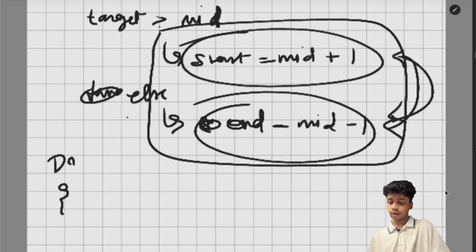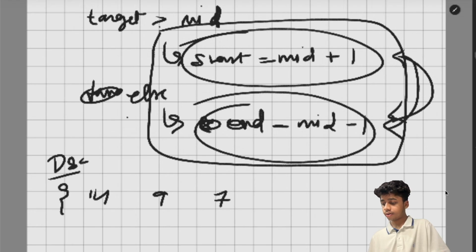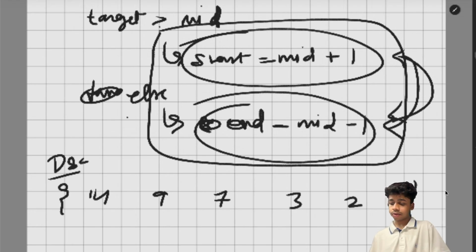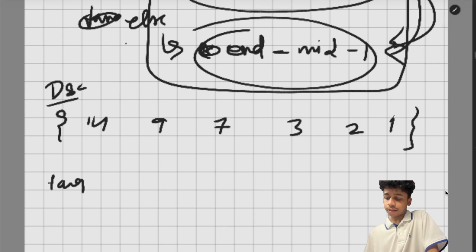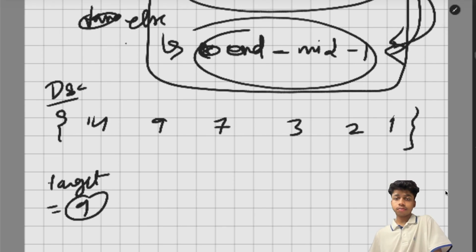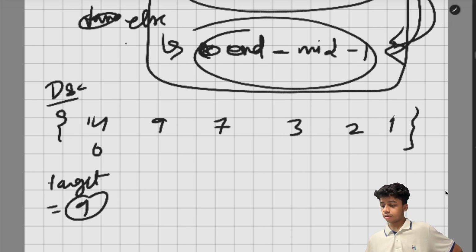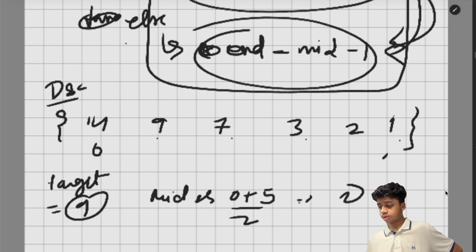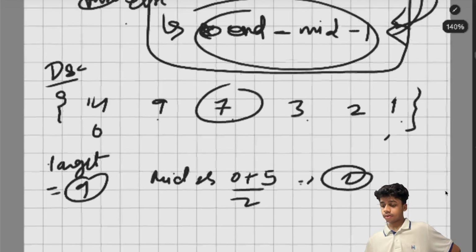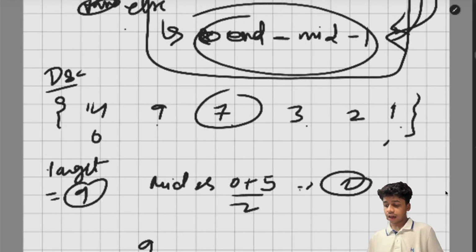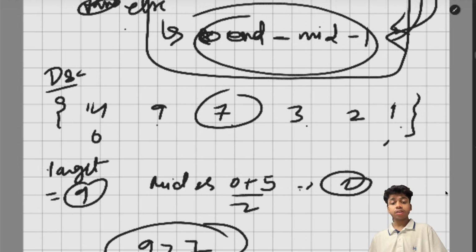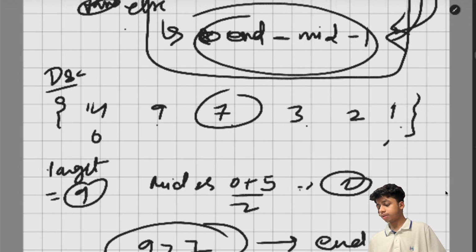Let's take descending order. Suppose 14, 9, 7, 3, 2, 1. Suppose the targeted element is equal to 9. The middle element will be 0 plus 5 by 2, which is equal to 2. That is this. Is the target 9 greater than 7? For the descending order, we will do end equals mid minus 1.